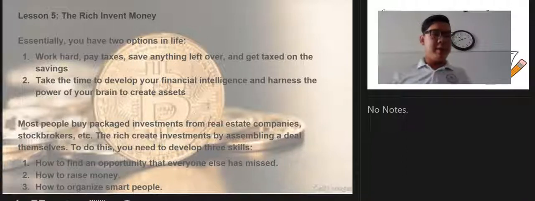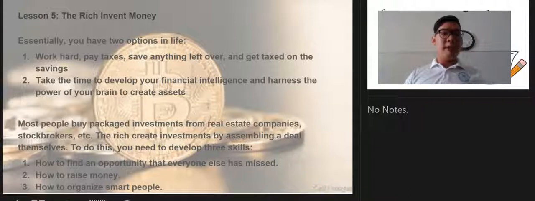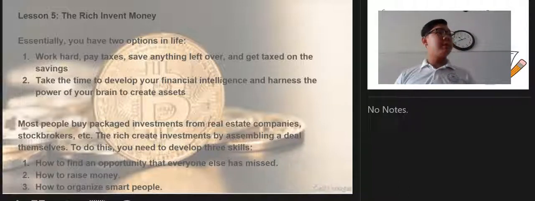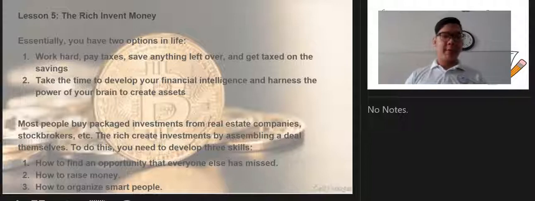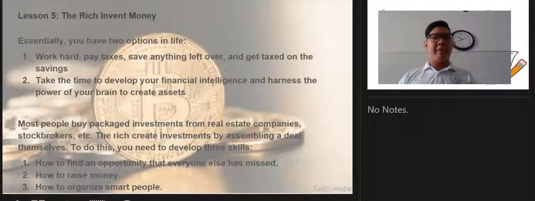For the last lesson, the rich invent money. Essentially, you have 2 options in life. The first is work hard, pay taxes, save anything left over, and get taxed on the savings. The second, take the time to develop your financial intelligence and harness the power of your brain to create assets.